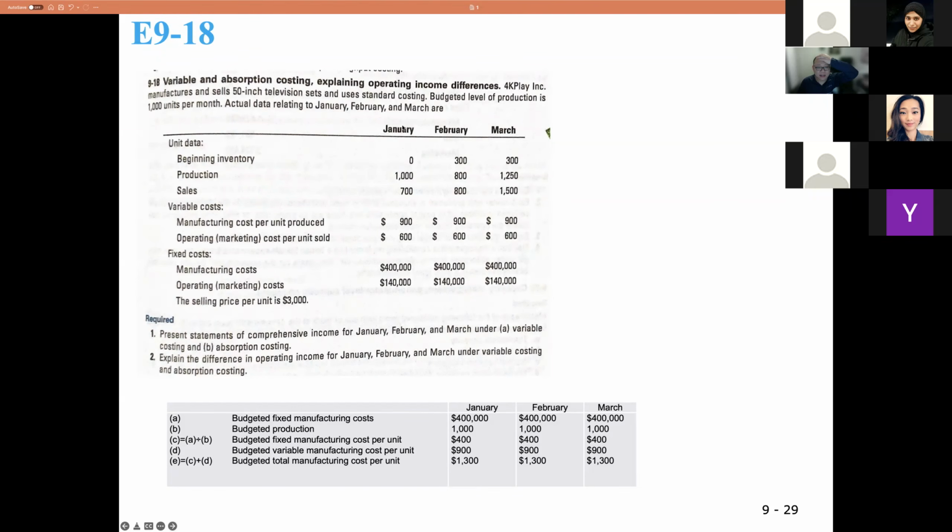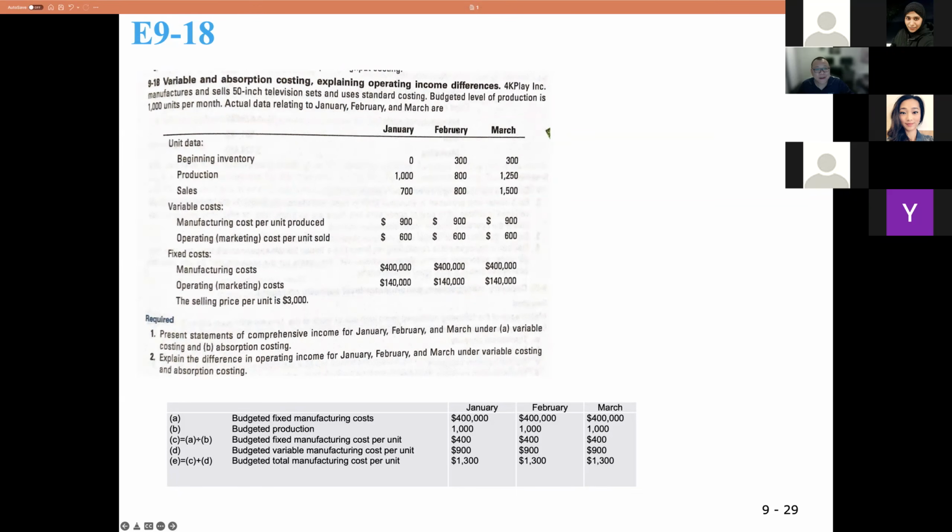So you can see these columns are by the months, January, February, March. And these rows are giving some information: unit data, beginning inventory. Starting in January, 0, then 300, 300. Production varies: 1,000, 800, 1,250. And sales does not necessarily equal production, right? So 700, 800, 1,500. So it's interesting, right? When you are just comparing these two sets of numbers, you should know something about it, right?